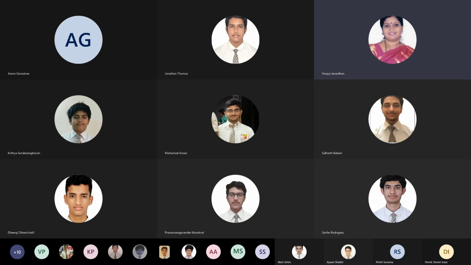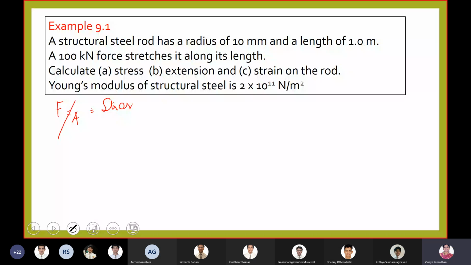Stress is equal to force upon area. Yes, ma'am. Just tell me, Fadil, what is the value of the force? 100 kilonewton, that is 100 into 10 to the power of 3. So it's a rod, so the cross sectional area is pi r squared, right? Pi r squared. So just tell me, what should I substitute for pi?